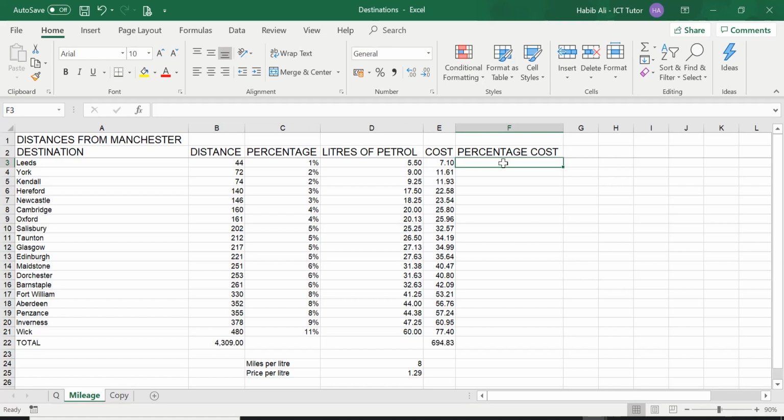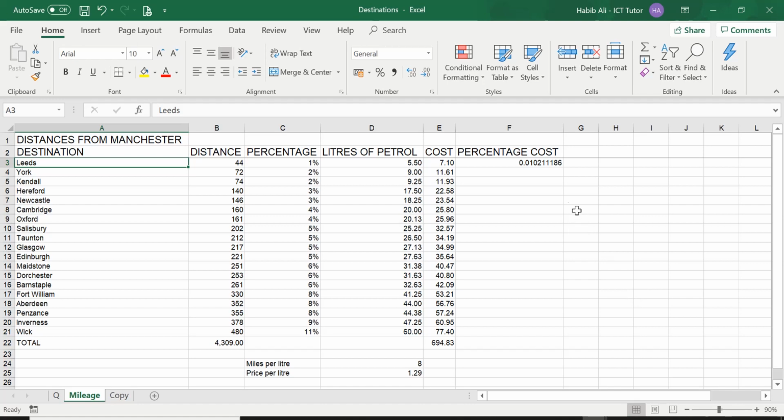Okay, finally we're going to work out the percentage cost. To work out the percentage cost, all we have to do is divide the individual cost by the total cost to work out the percentage. So again, it's a simple division formula. So start with equals cost for Leeds, which is E3, divided by the total cost, which is here at the bottom, E22. Press enter and we get a fraction.